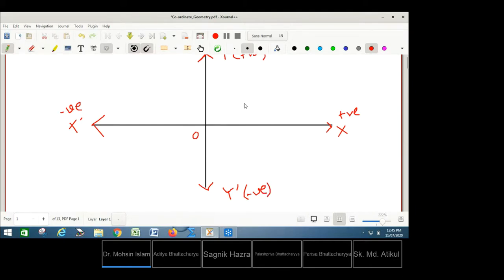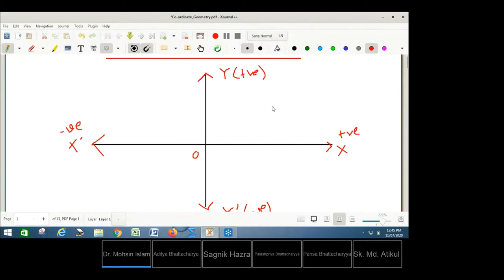So naturally, if you start, these are the quadrants. This is called the first quadrant. This is called the second quadrant. This is third, and this is fourth. So these are the four quadrants: first quadrant, second quadrant, third quadrant, and fourth quadrant.